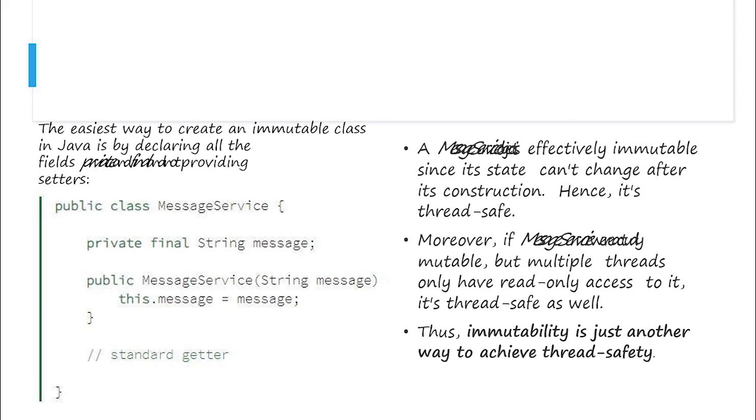So the message service is effectively immutable since its state can't change after its construction. Hence, it's thread safe. Moreover, if the message service were mutable, but multiple threads only have read-only access to it, it's thread safe as well. So, having said that, immutability is just another way to achieve thread safety.